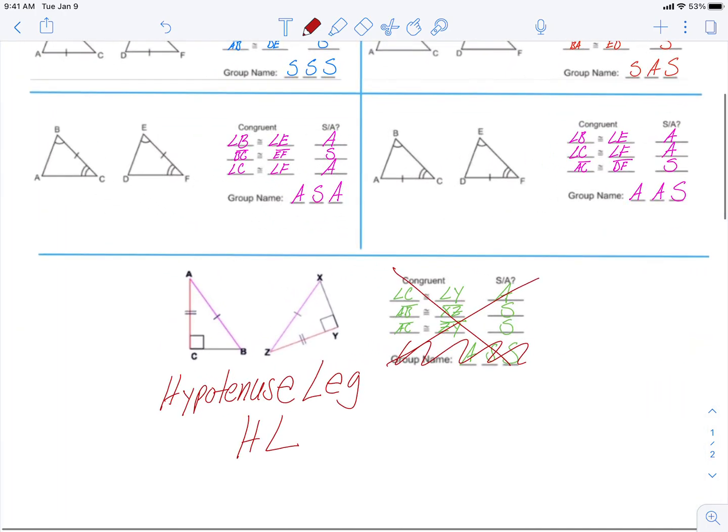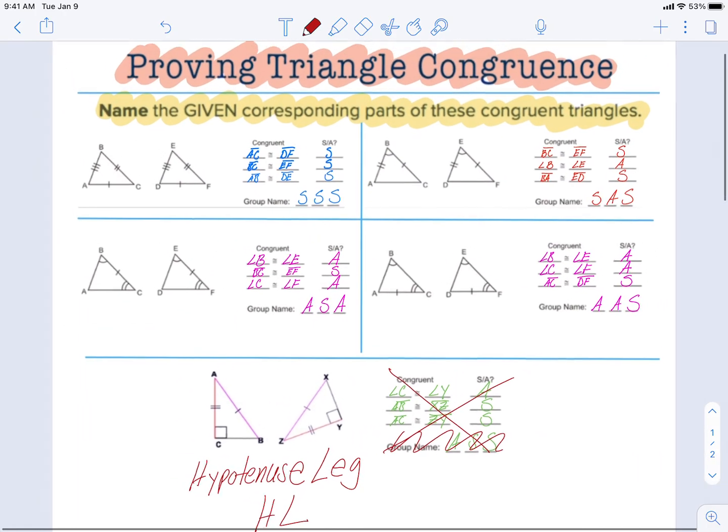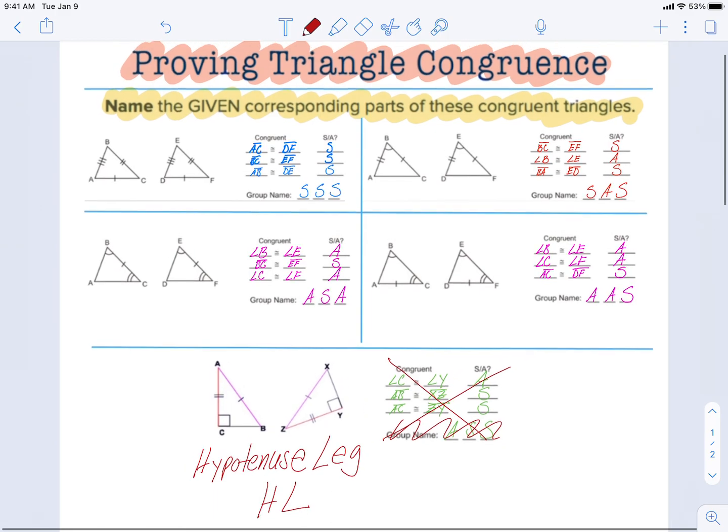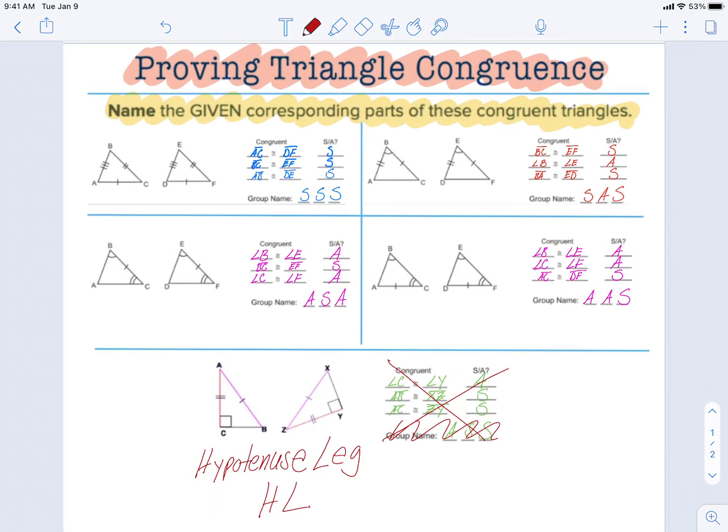But nonetheless, it is one of the five ways that you prove two triangles are congruent. And that right there are the ways that we prove triangles are congruent. So you are going to identify which of these five is used to prove a set of triangles are congruent. You're going to use this criteria and these proofs.